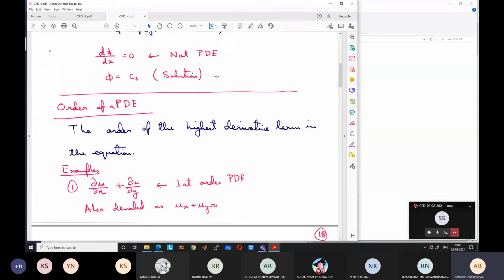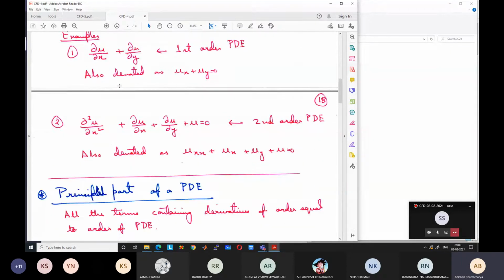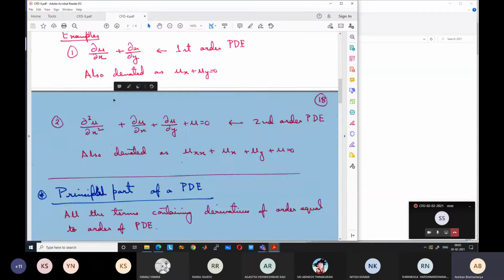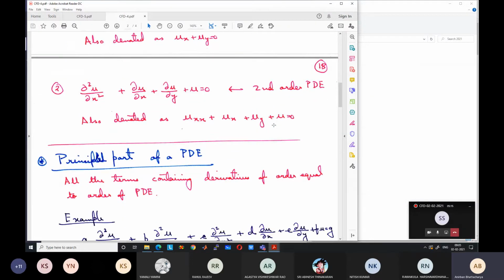Then we noted what the order of a PDE is. It is the order of the highest derivative term in the equation. So we have seen what a first order PDE is, what a second order PDE is. For this course particularly, and for most engineering applications, second order PDEs have a large amount of significance. Many of the physical phenomena that we see in nature can be approximated or governed using second order PDEs. So we will study the nature of second order PDEs.